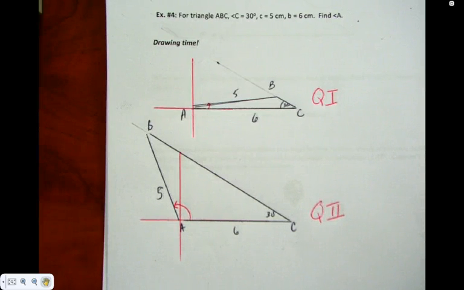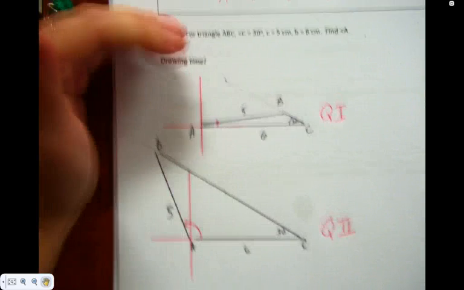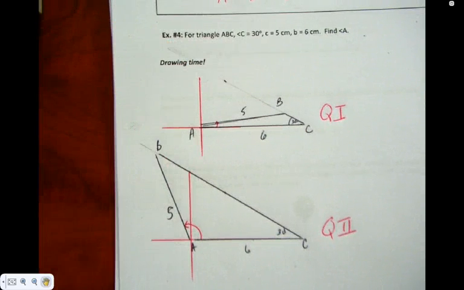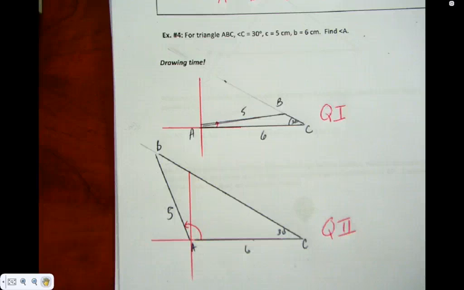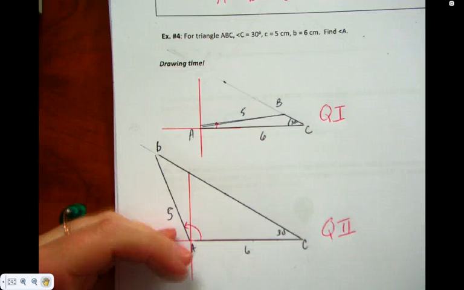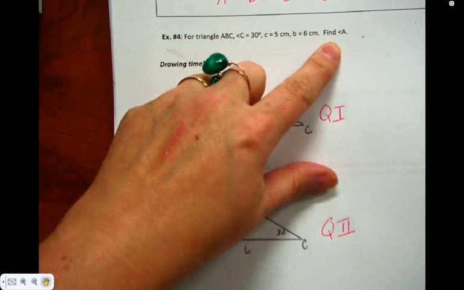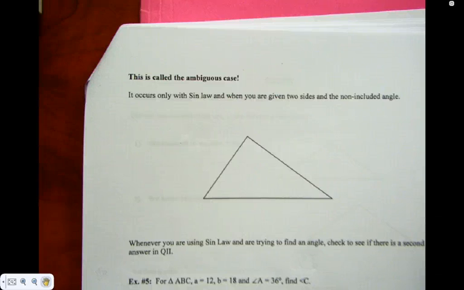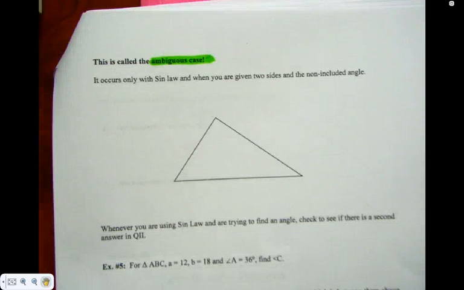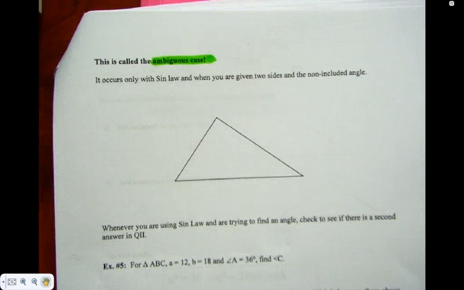And so what it means in terms of the cast rule is from the information given in the question, there are 2 different values for angle A. From what was given here, there are 2 different triangles that we can draw with the given information. That's why the cast rule becomes really important, because when we go to find angle A, how many answers are there? There are 2. Flip the page. This is called the ambiguous case. It only happens with sine law.